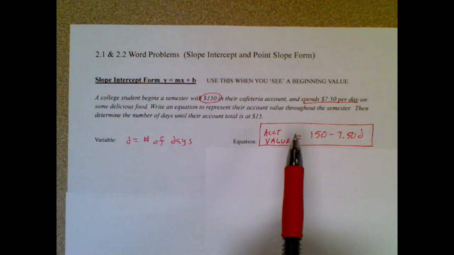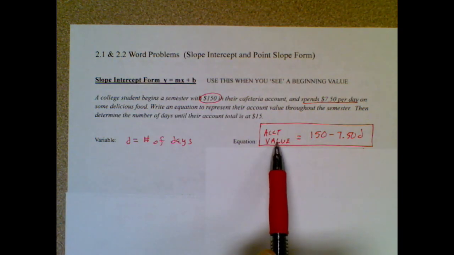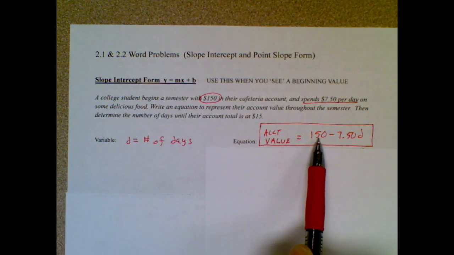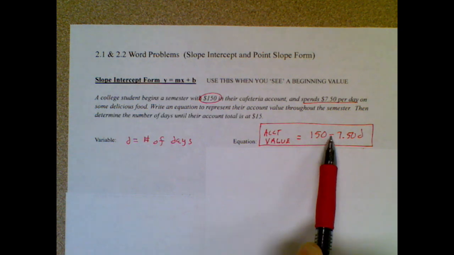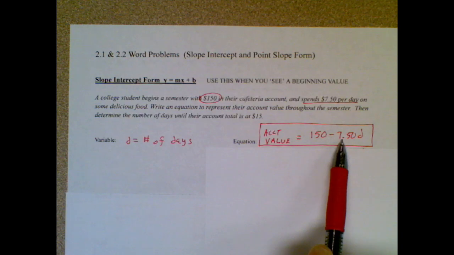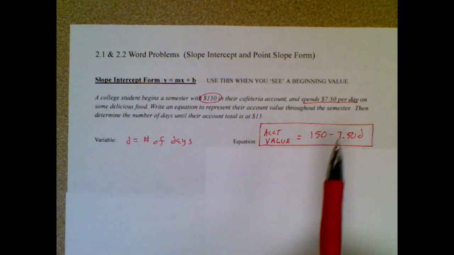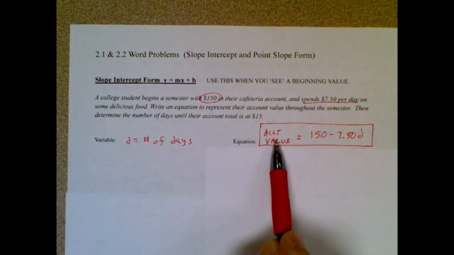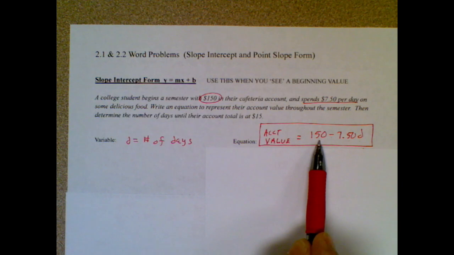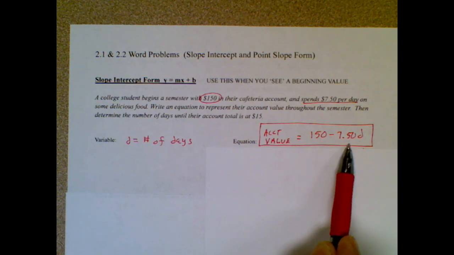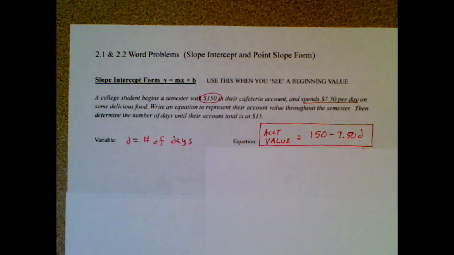You translate and you say, okay, well, my account value started out at $150, but then every day I lost money, so we subtract, and we subtract $7.50 per day. Your equation should match the scenario, it's just a different language. The amount of money you have is equal to your starting amount minus how much you spend every single day.